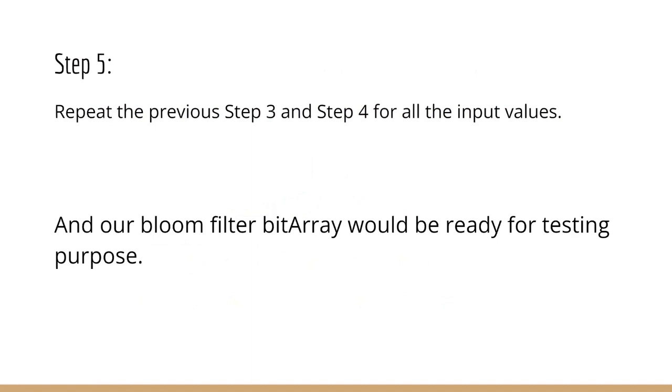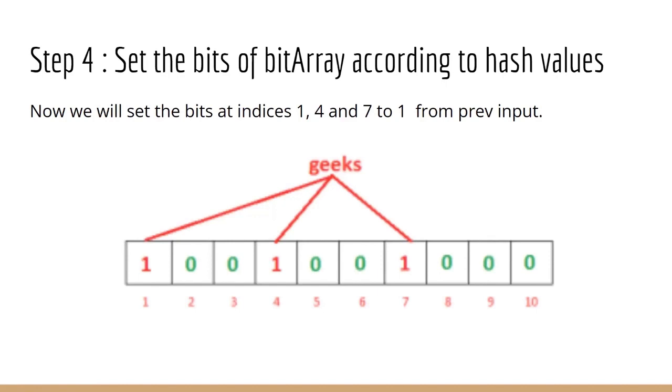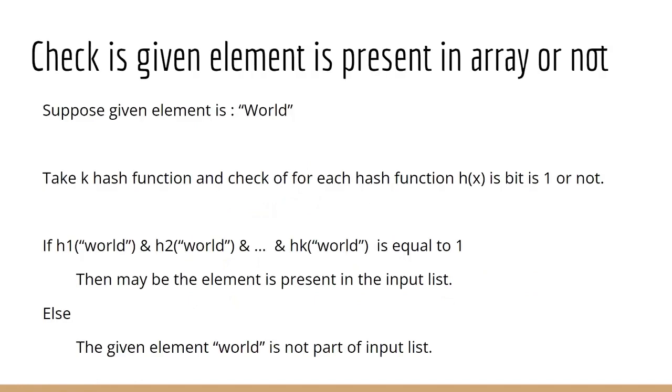Now, this is how we store all the input values in the form of 1 in the bit array. Now, we need to check if a given element is present in the array or not. How can we do that? For example, we are given the element "world" and we need to check if it is present in the initial array that we were given or not. Then we take this value "world" and pass it into the k hash functions that we were given already. So there were 3 functions.